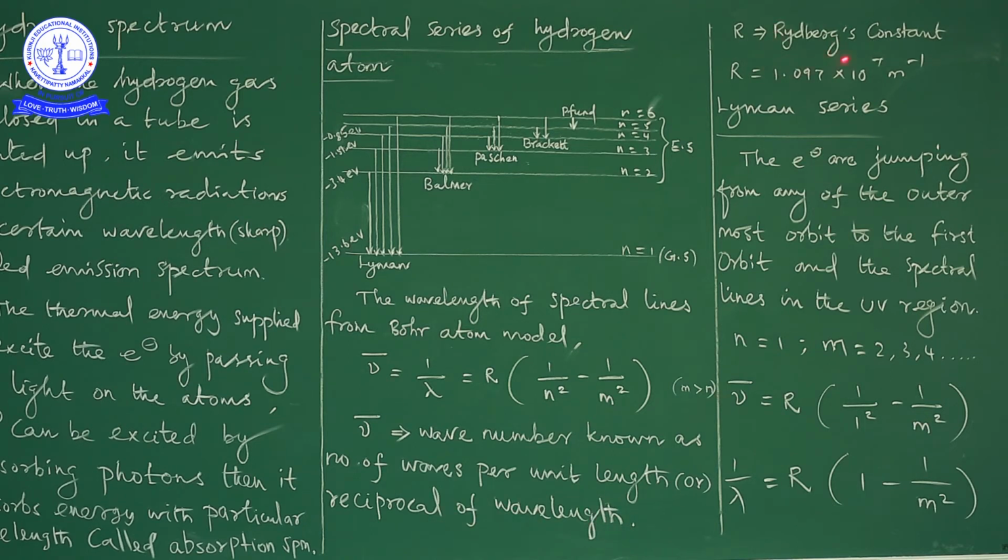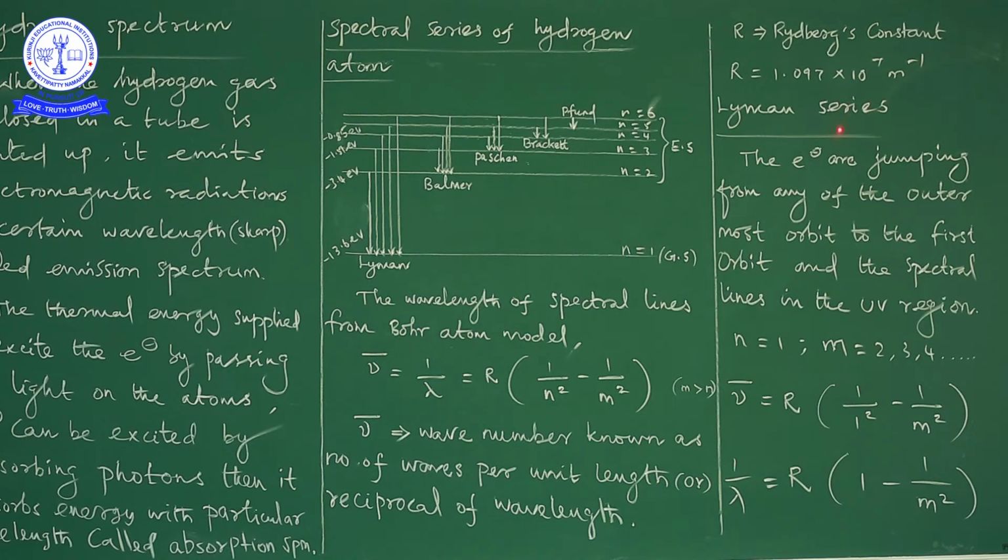Here, see the value of the Rydberg constant. R is equal to 1.097 into 10 to the power of 7 meter inverse. This is a constant value. The value of the Rydberg constant is R equal to 1.097 into 10 to the power 7 meter inverse.